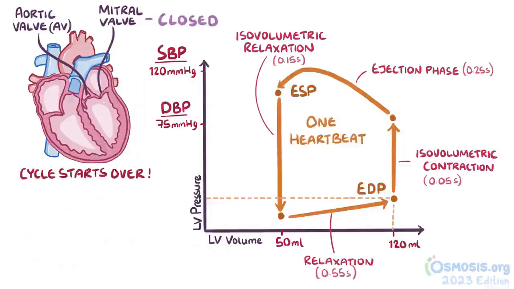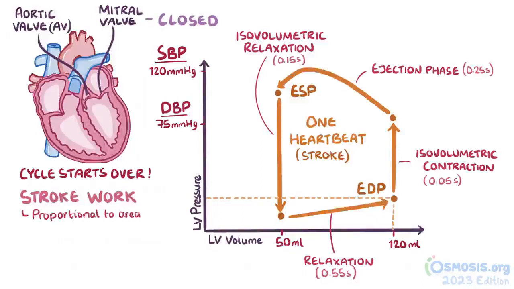And with every heartbeat, or stroke, the heart is doing work, and that's called stroke work, and it's proportional to the area inside the loop. In other words, the bigger the loop, and the more area inside of it, the more stroke work our heart does.